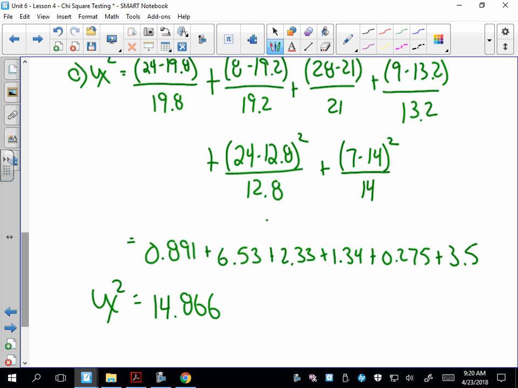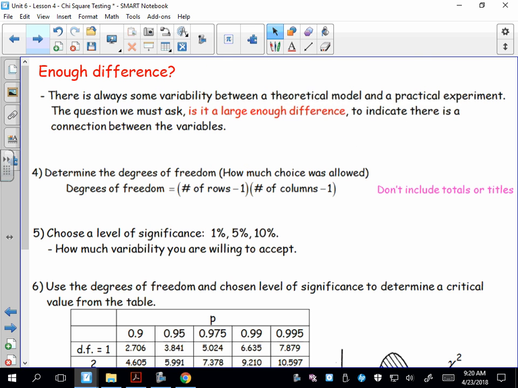That tells me how much difference I had on average between each of the expected values and the observed values. Now the question we have to ask ourselves is, for the rest of the test, is that a big difference or not? Is that enough difference to say, hey, there's something going on here? So an idea, there should always be some variability between a theoretical model and a practical experiment. You flip a coin 10 times, you won't get 5 heads and 5 tails most of the time, even though theoretically you should expect that.